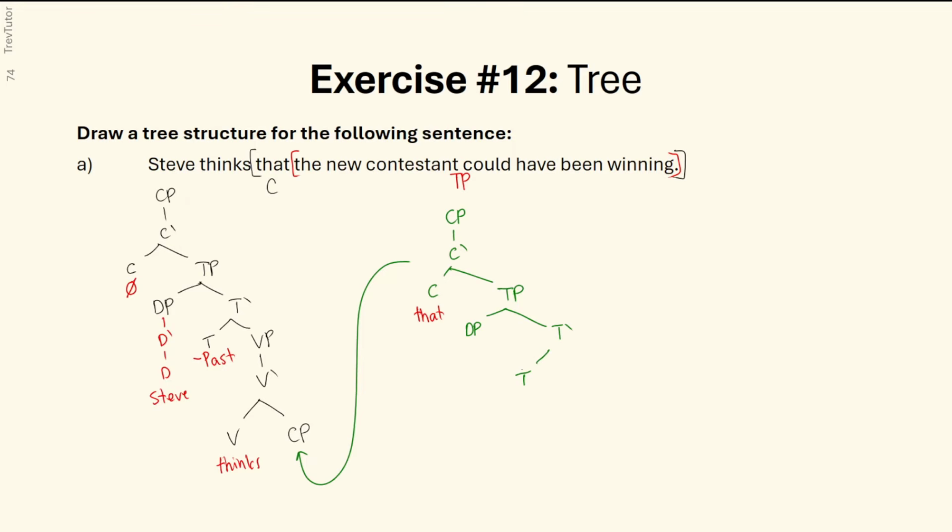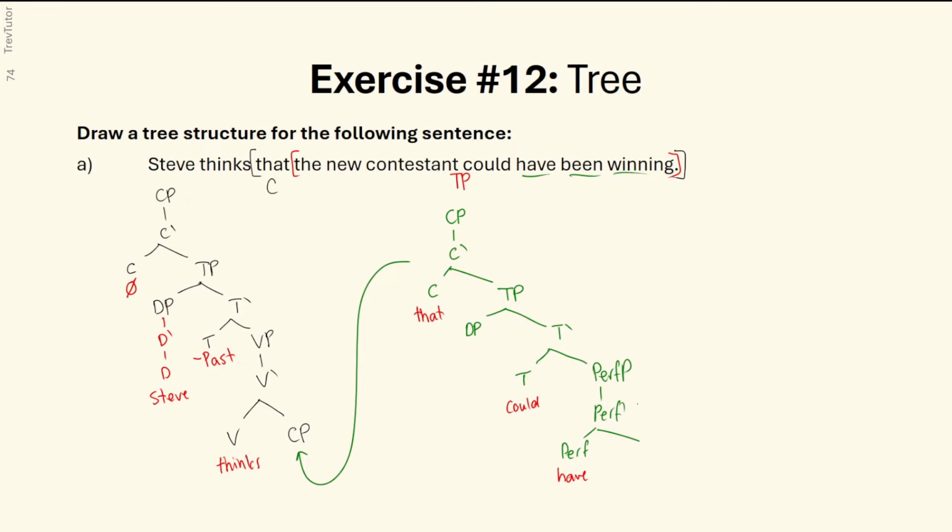And then what is going to be under T? Well, we have a modal in this case, could. So could is going to fill that position. But then what do we have? Have been winning. So this is going to be a perfect phrase that goes to a perfect bar with perfect have. So we're accounting for our first auxiliary in this case.